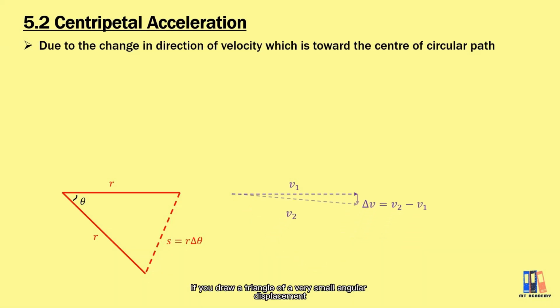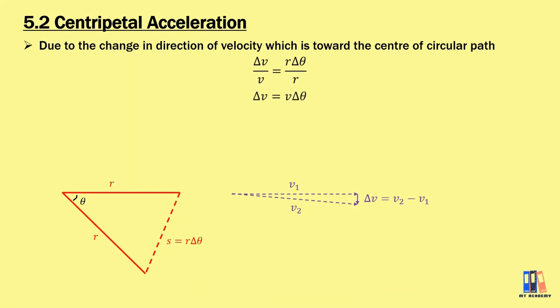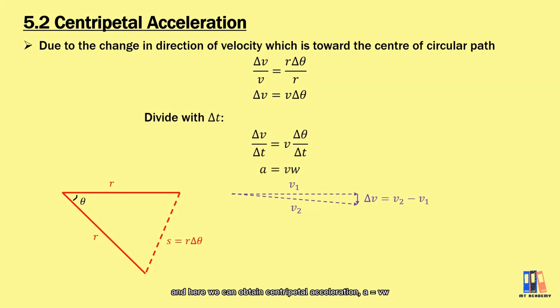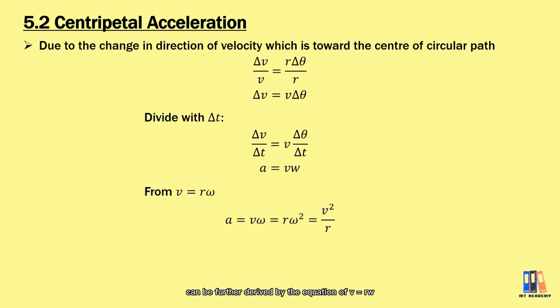If we draw a triangle of a very small angular displacement, the change in v on top of the circular path here is downward, which is to the center. And then based on similar triangles we can observe in this diagram, the red and purple triangles, we can build a ratio equation here and obtain delta v is equal to v theta. Next is to divide both sides by time, and here we can obtain centripetal acceleration a is equal to v omega. So here the formula of a can be further derived by the equation v equal to r omega. We shall have three formulas for centripetal acceleration, which are v omega, r omega squared, and v squared over r.